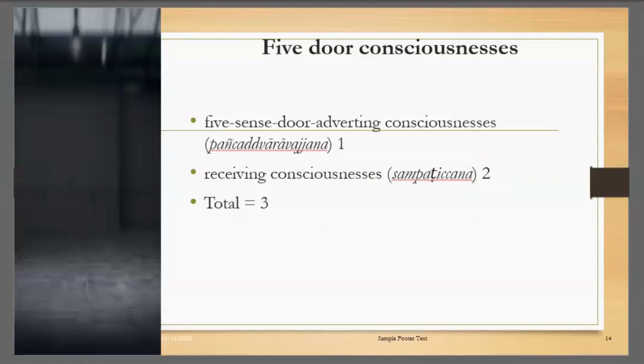Then 5 door consciousness. There are only 3 that arise through 5 doors. Panchadvara Vajjana and 2 Sampatichana. 5 sense door adverting consciousness and receiving consciousness. There are only 3 Chittas which arise through 5 doors. They are Panchadvara Vajjana and 2 Sampatichana Chittas.